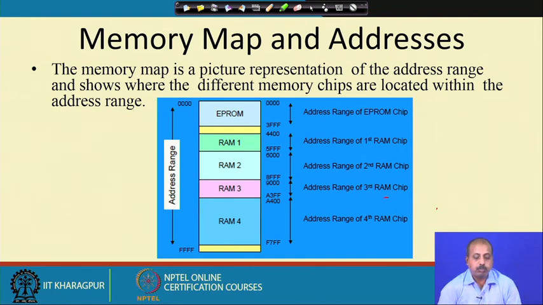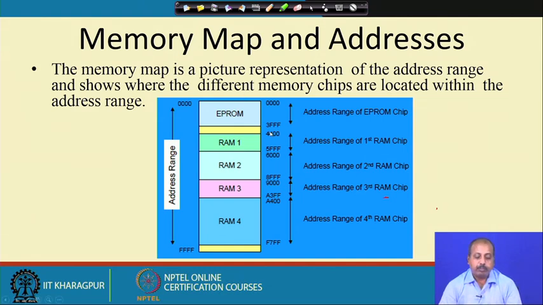This memory map tells how this memory is distributed for a particular design. For example, suppose I have a total address range for a processor from 0000 to FFFF. That is a total of 64K, the address space for the processor, and out of that, from address 0000 to 3FFF, we have put one EEPROM. There I can have some basic programs to be executed, so that is kept in the EEPROM.